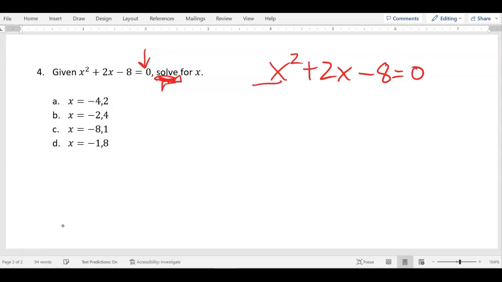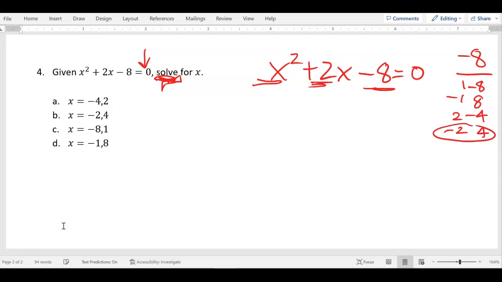A is 1. So I'm going to find the factor pairs of negative 8. 1 times negative 8, negative 1 times 8. 2 times negative 4, negative 2 times 4. That's it. I want to find out which one of these pairs gives me the middle term 2. That's going to be this last pair, negative 2 and positive 4.